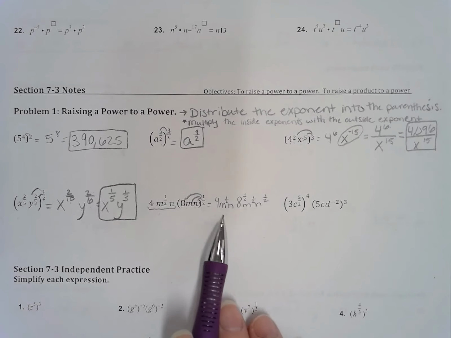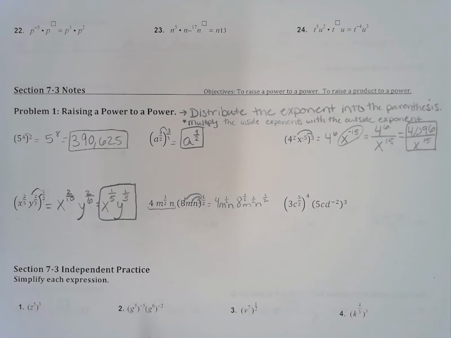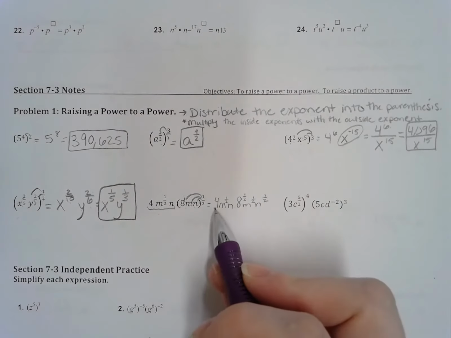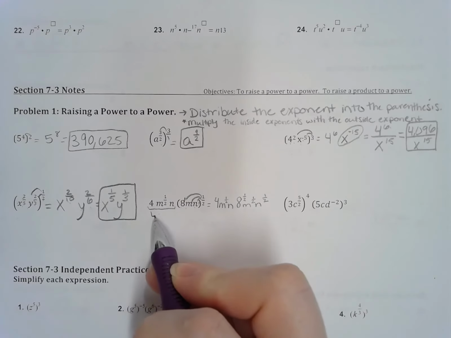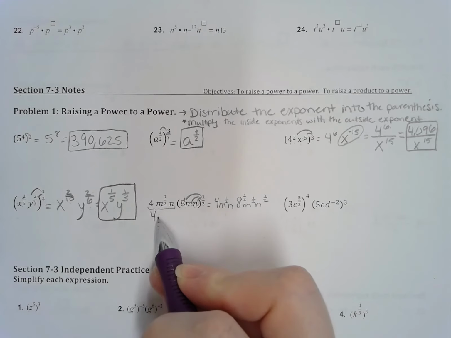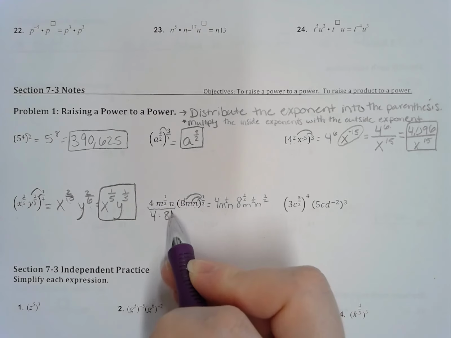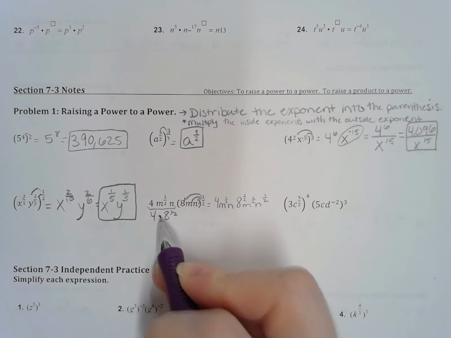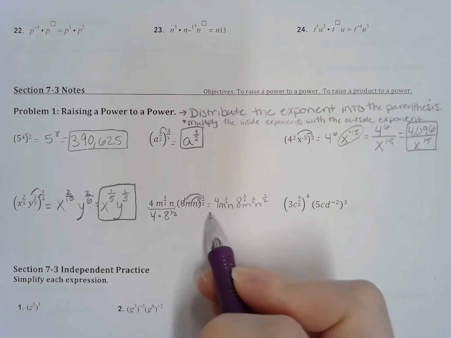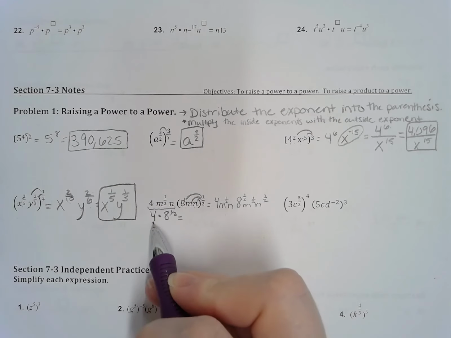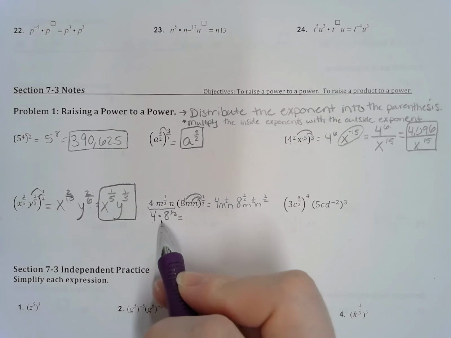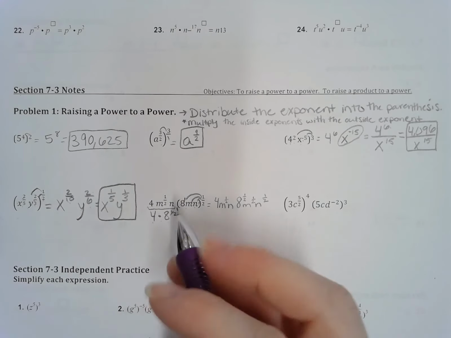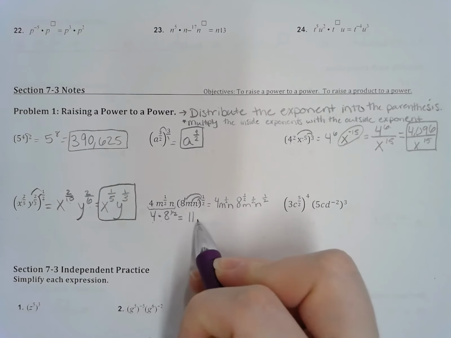Now I have to simplify. So to do this, I'm going to take the numbers. So I have 4 as a base, and I have 8 to the 1/2. So there's multiplication going on here, even though there's no sign in between. So I can use my calculator and do 4 times 8 to the 1/2, and I get 11.31.